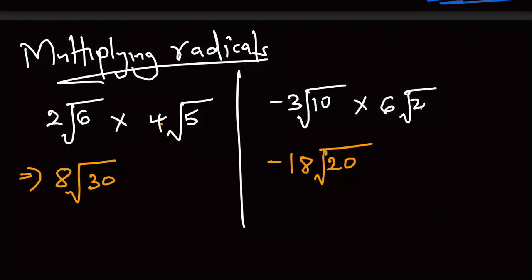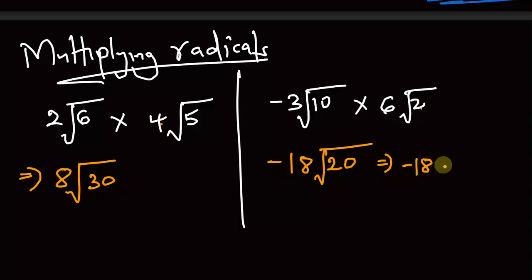This will be our answer. Check here. But you realize one thing here. We can still break down 20, such that to get 20 it is 5 times 4.